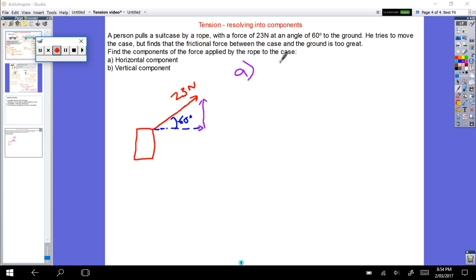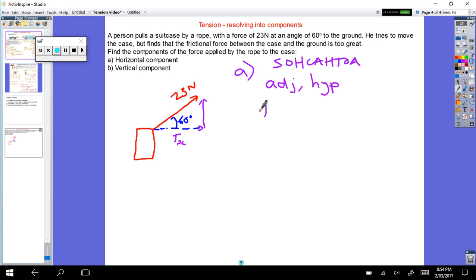So we need to remember SOHCAHTOA. So everything that you did in year 9 and 10 trig comes into effect here. So we want to find the horizontal one down here. Let's call it TX, because it's on the x-axis. So it's tension in the x-axis. So this is our adjacent side. We've got the adjacent and we've got the hypotenuse, so we want to use cos.